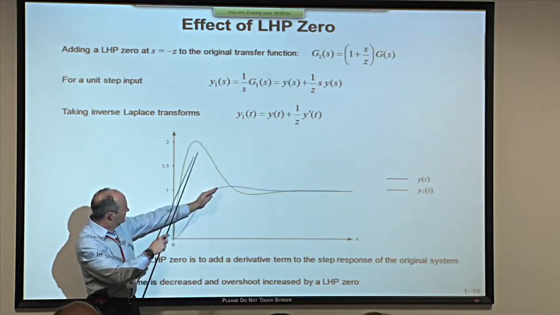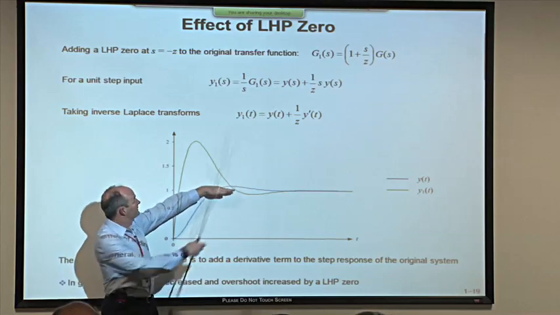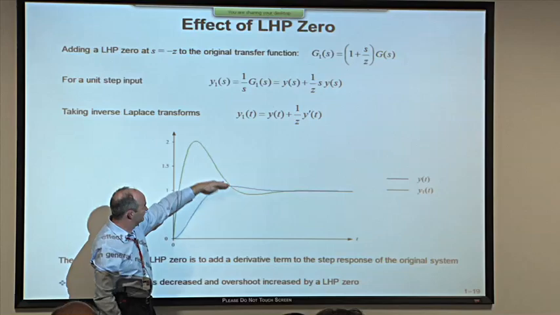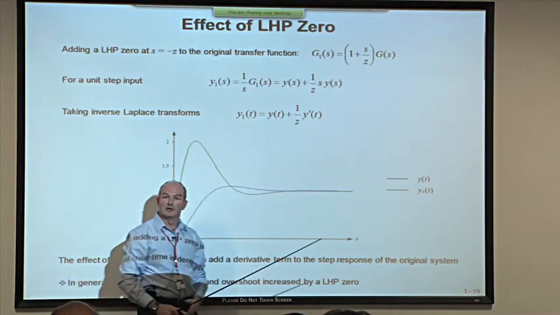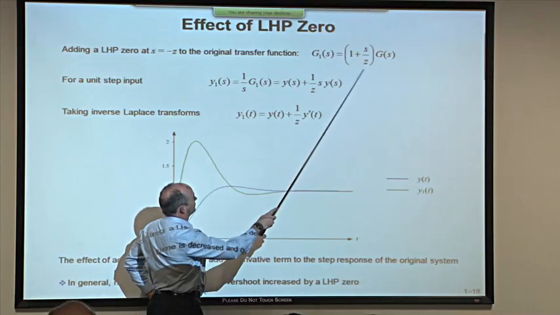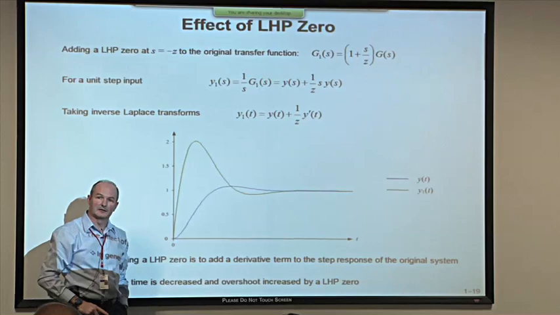Then the slope sort of tails off, and when the slope of the original curve is horizontal, obviously this term goes away, and the two will cross over at that particular instant and then converge. They'll converge on the same value because the left half plane pole written in this way doesn't affect the steady state value, which is why it's written like that.